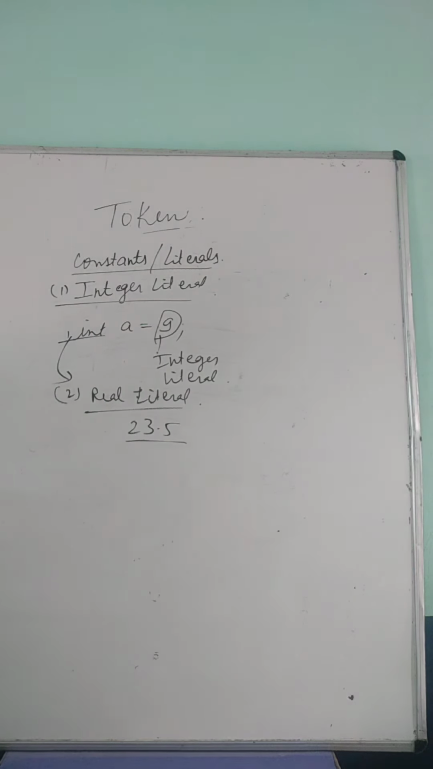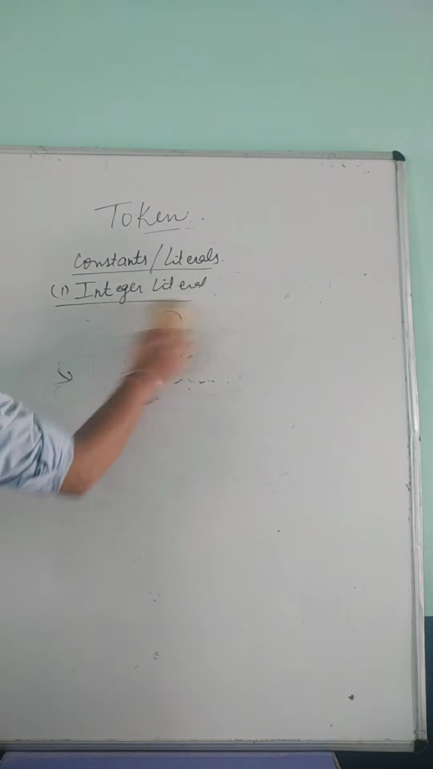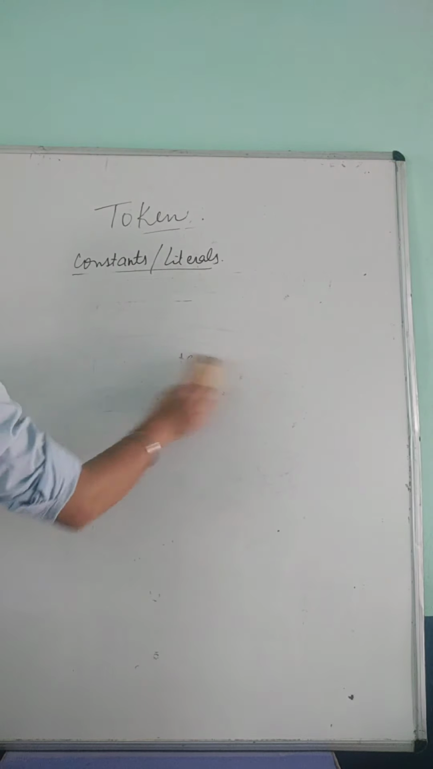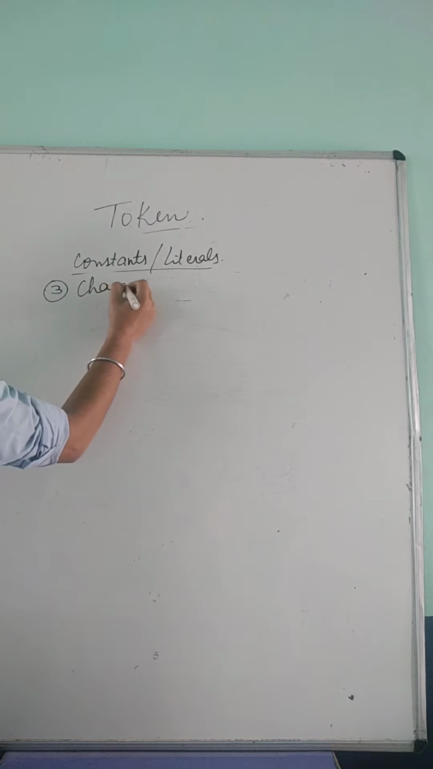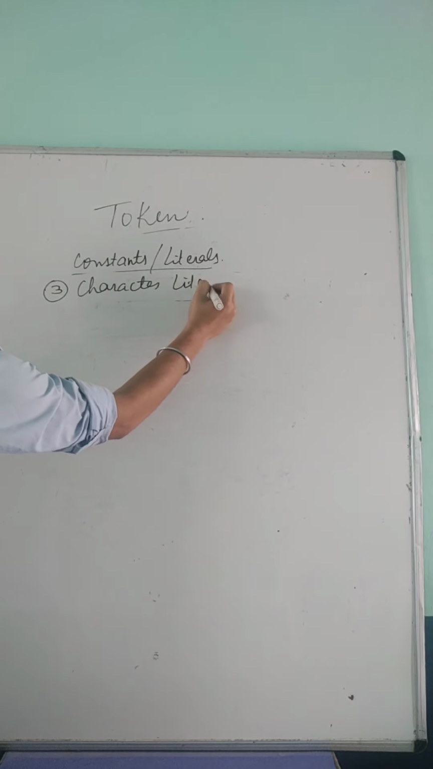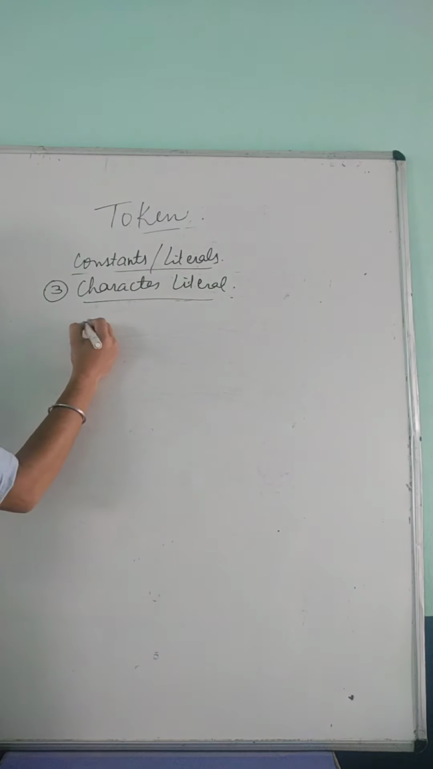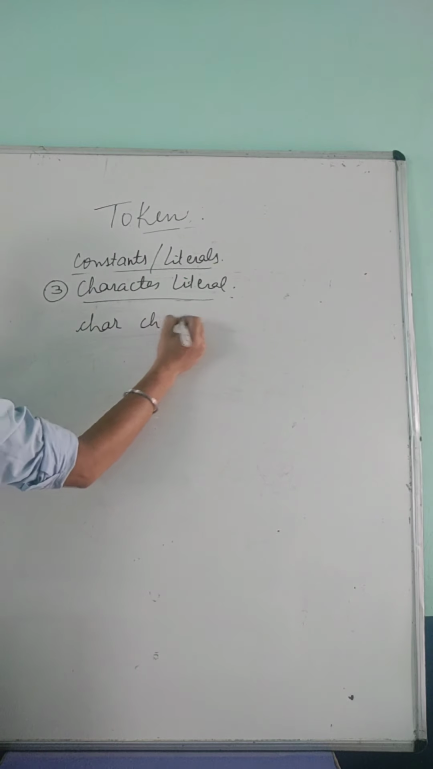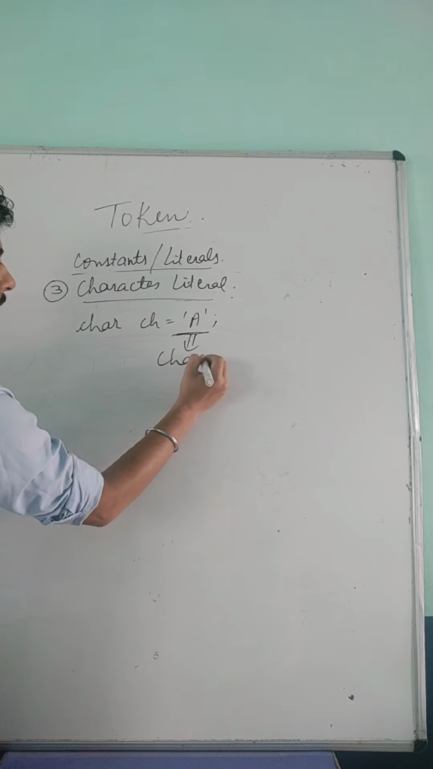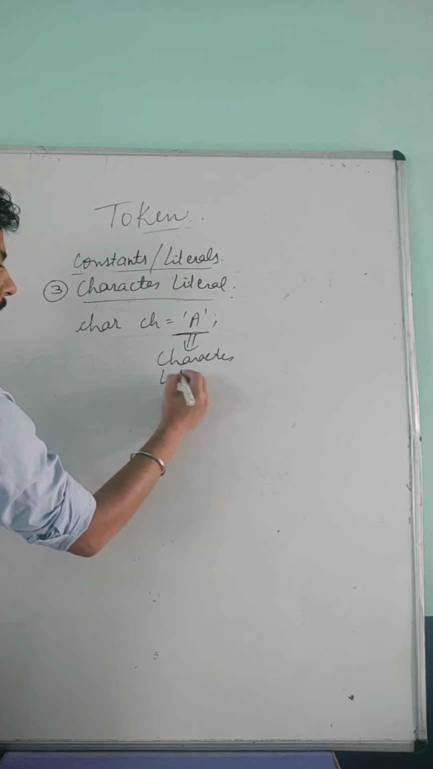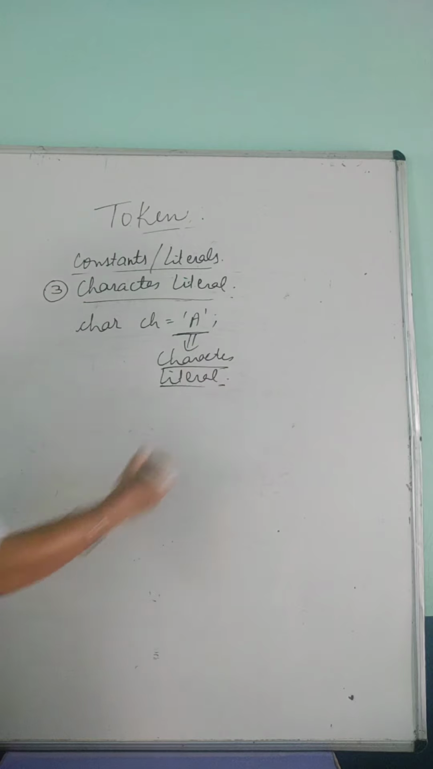Next is our single character literal, which is basically known as the character literal. So what is the character literal? Suppose I give the example char ch equals to a. So here a is called the character literal. In your book it is given the name single character literal, but it is always known as the character literal.